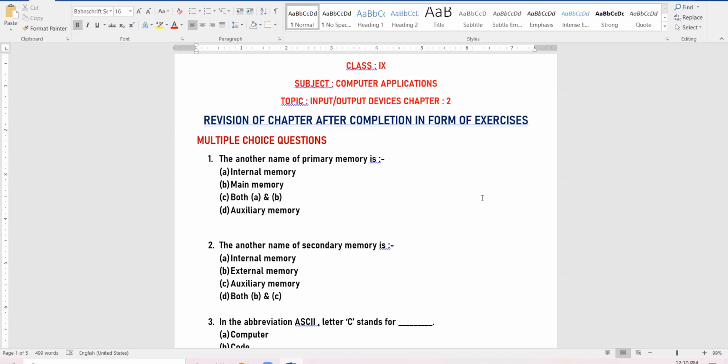Beta, let me finish the question, then raise the hand. Another name of primary memory is internal memory, main memory, both A and B, auxiliary memory. Raise your hand when I finish the question. Yes, Navedita. I'm not able to hear you. Main memory? No, beta, it is not main memory.